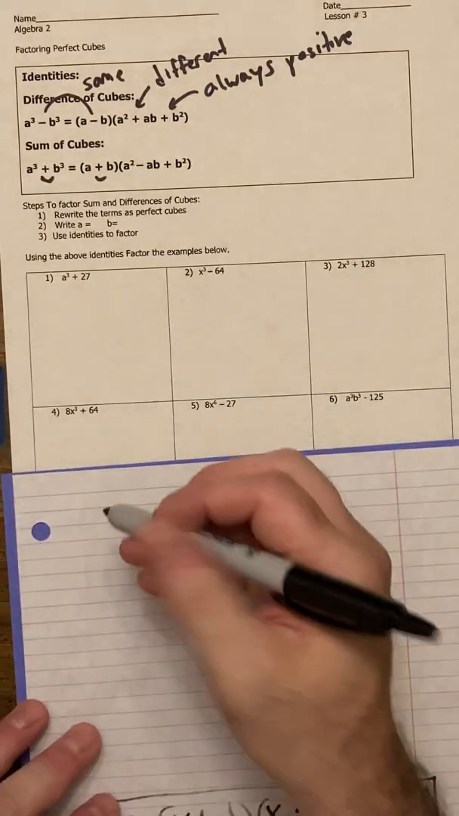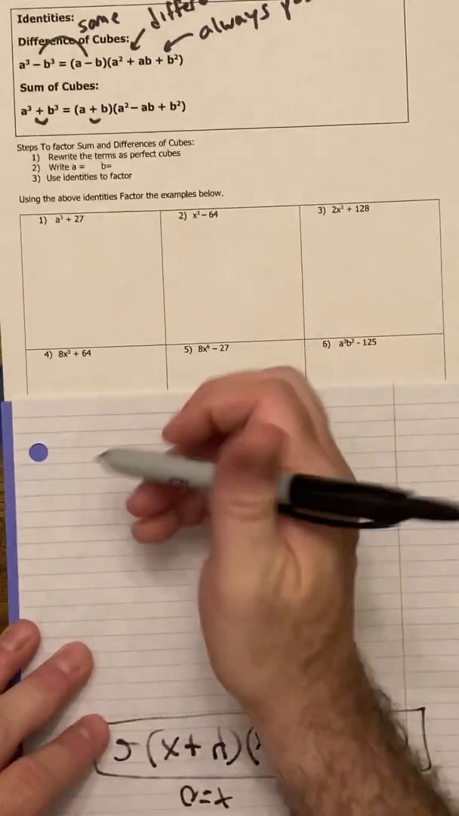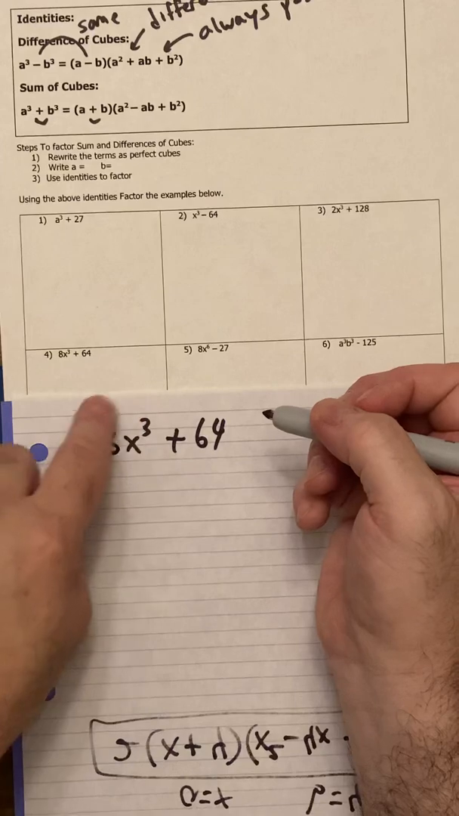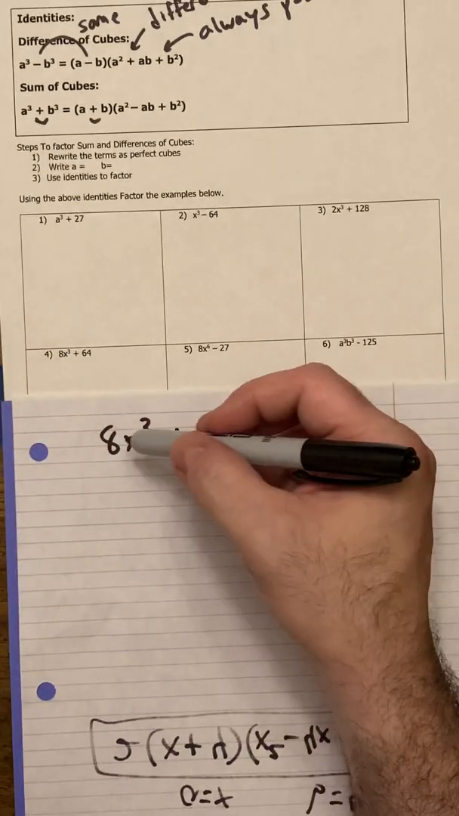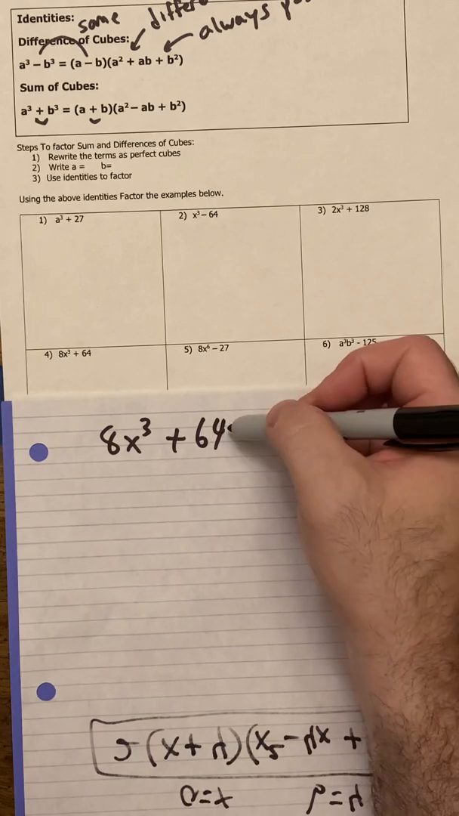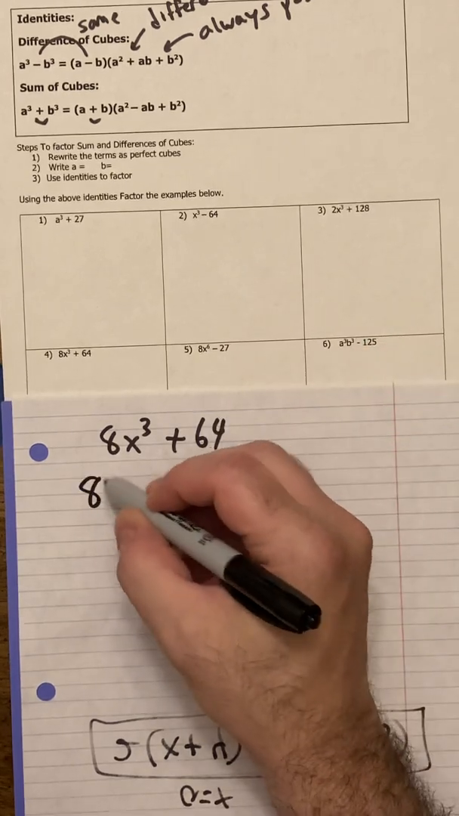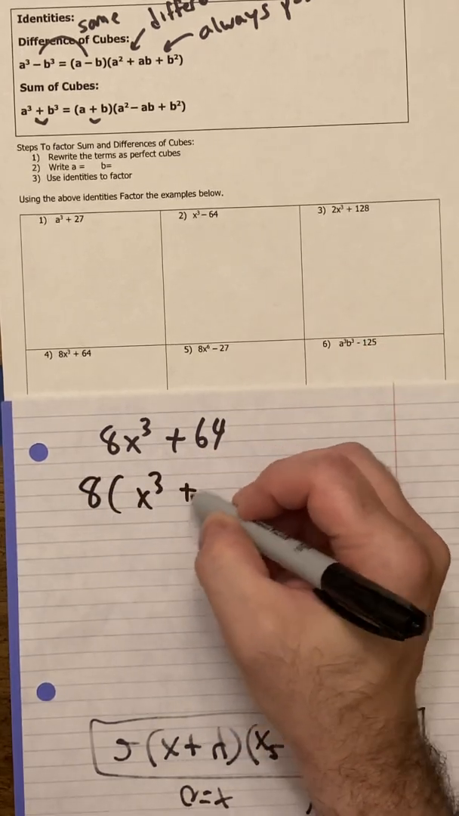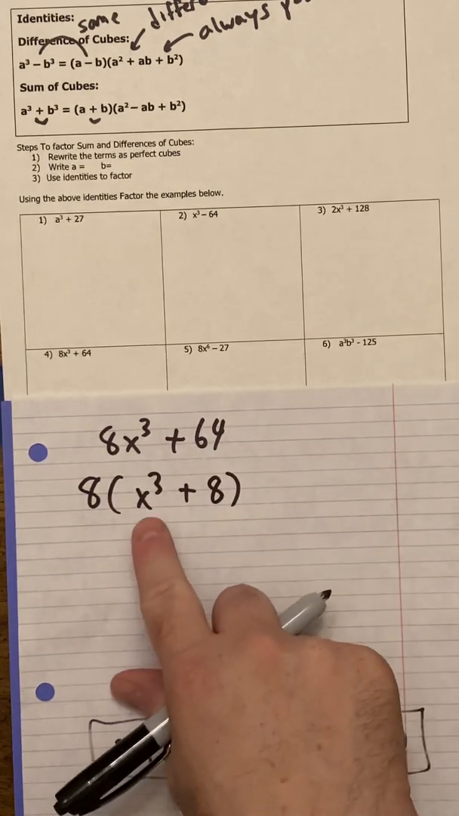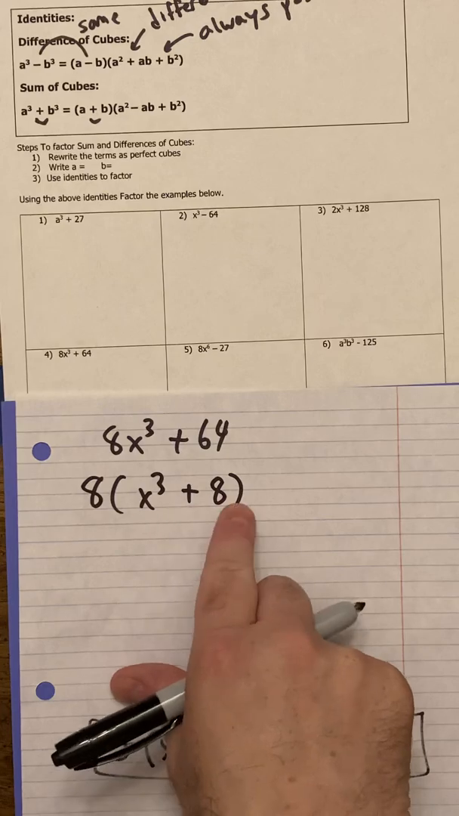Okay, we got 8x cubed plus 64. By the way, this whole thing is a perfect cube. Should you pull out the 8? Let's see what happens if you factor out the 8. Greatest common factor, you get x cubed plus 64 divided by 8 is 8. Still good. This is also perfect cubes.